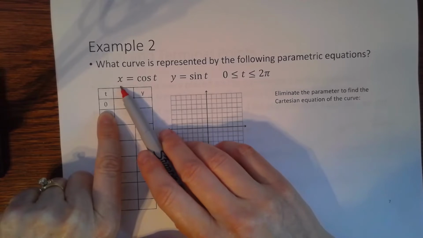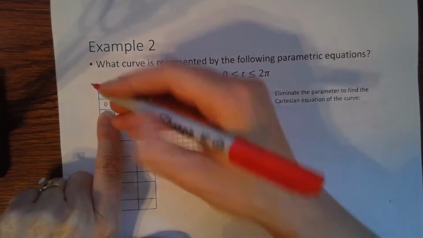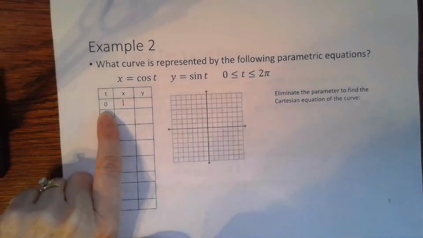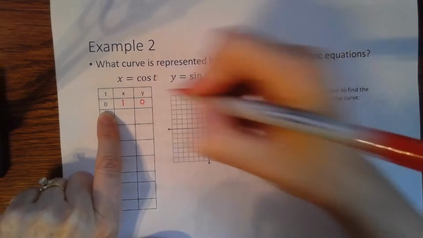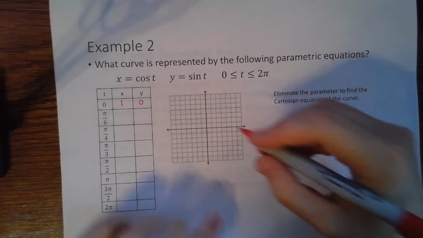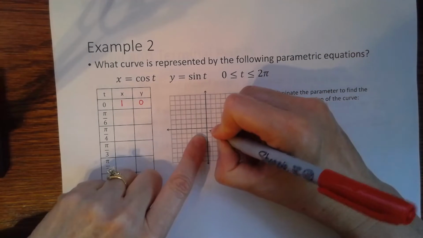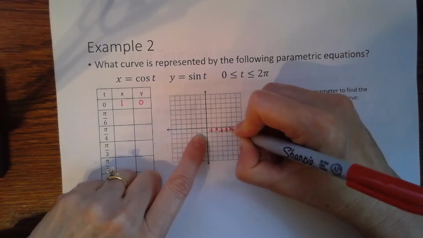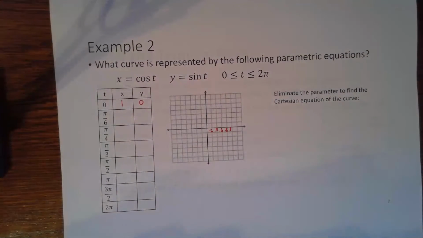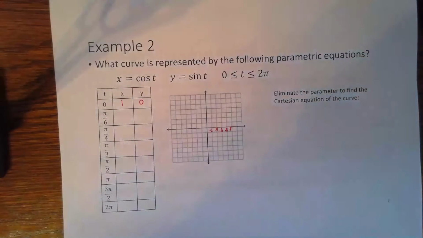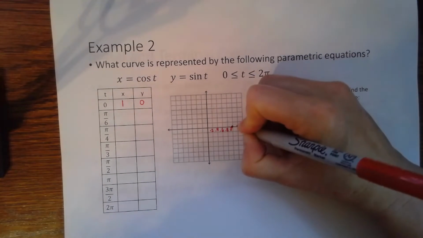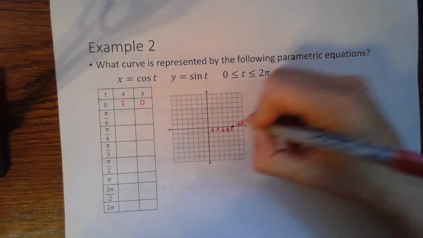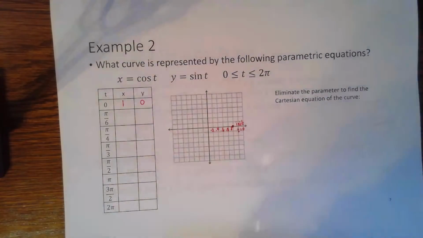If I go to x, the cosine of 0 is 1, and the sine of 0 is 0. Because we're going to get small values, I'm going to make the axis go by 0.2, 0.4, 0.6, 0.8, and then 1 is here. Then let me plot that on there. So that's (1, 0). That's right here. This is our initial point, and that's at t equals 0.